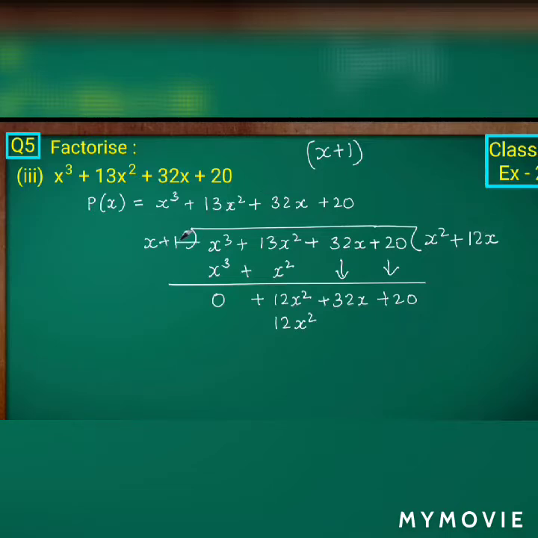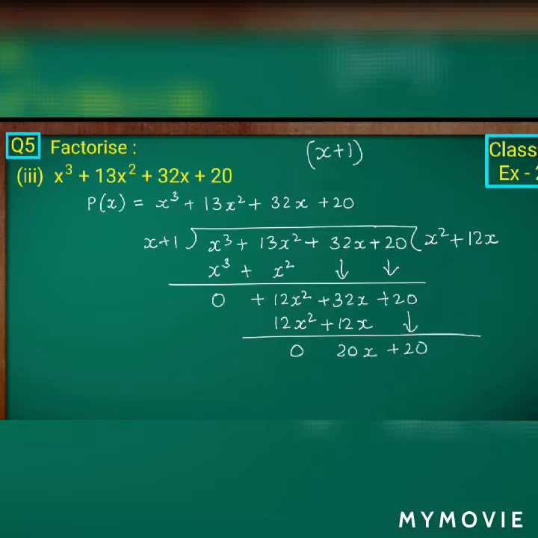Plus 12x into 1, which is giving plus 12x. So if we do subtraction, what will we get? 12x square will get cancelled. 32x minus 12x, which is giving 20x, isn't it? 20x plus 20.